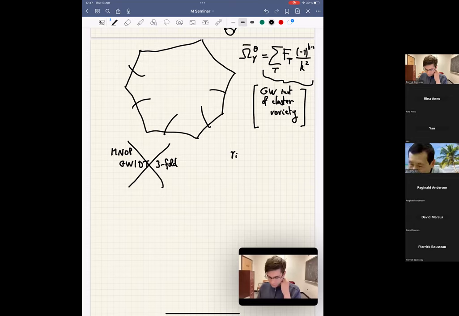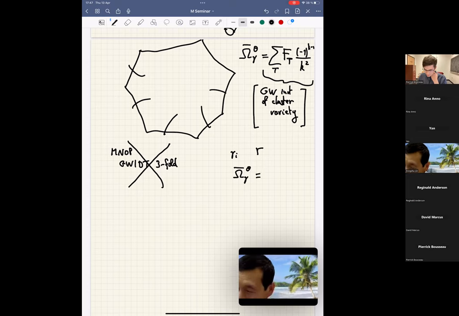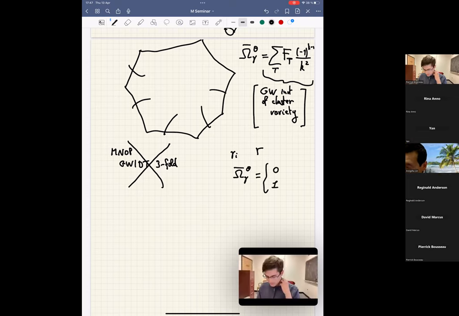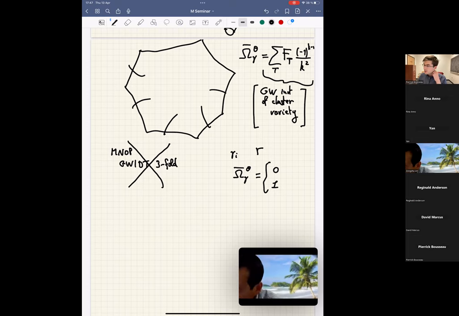Definitely, if you just take your quiver to be Dynkin, it's known explicitly what these numbers are. It's an extremely simple case, the finite type situation, where the omega bar gamma theta will always be either 0 or 1, and there will be one only if gamma happens to be a root of the root system. So there are only a finite number of those.